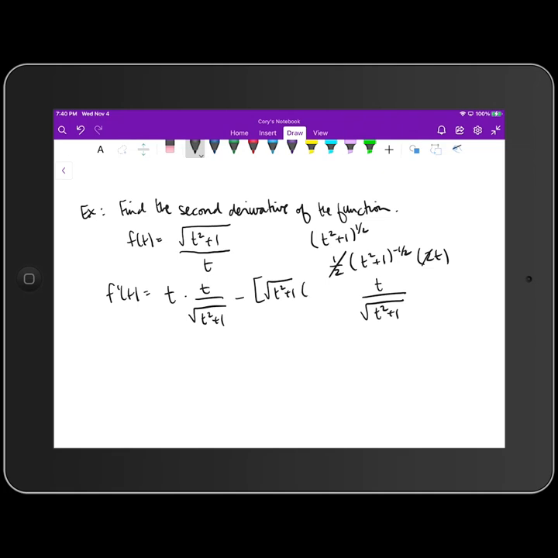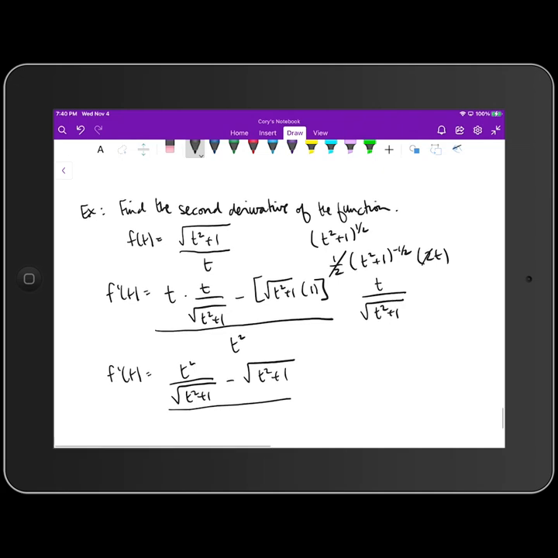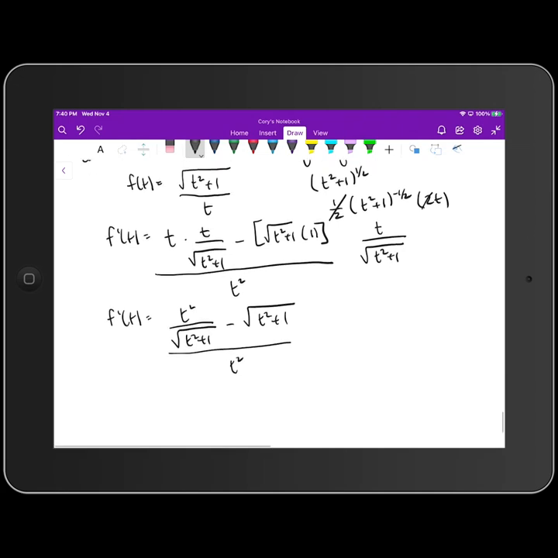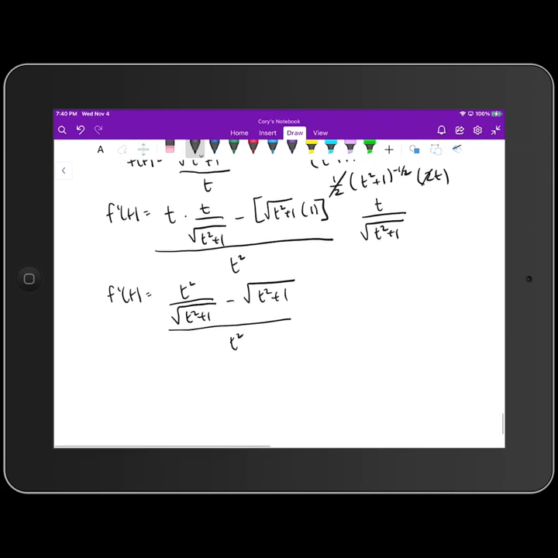d low, the derivative of the bottom function is 1, all over low low, which makes my denominator t squared. So that makes f prime then t times t, which is t squared, over rad t squared plus 1, minus rad t squared plus 1, all over t squared.